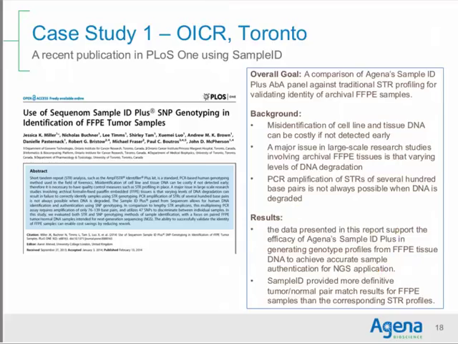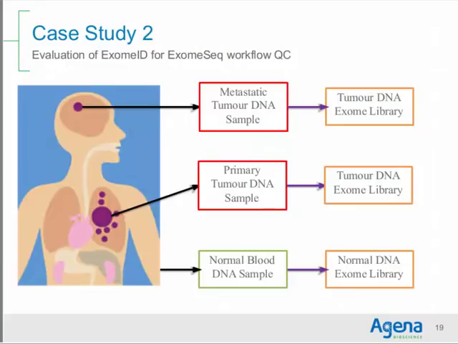The results of this study proved the utility of Agena's short amplicon Sample ID Plus panel in generating genotype profiles from FFPE samples and matching them for downstream next generation sequencing applications. But also, the Sample ID, being short amplicon SNP genotypes, provided more definitive tumour and normal pair matching for these FFPE samples than the corresponding STR profiles, because it is more robust on degraded samples.